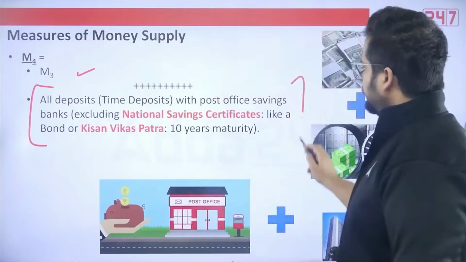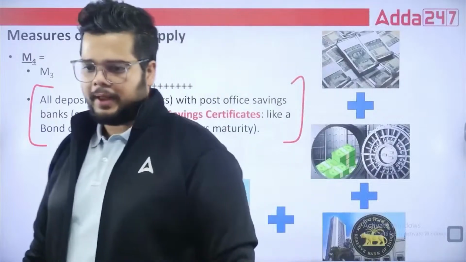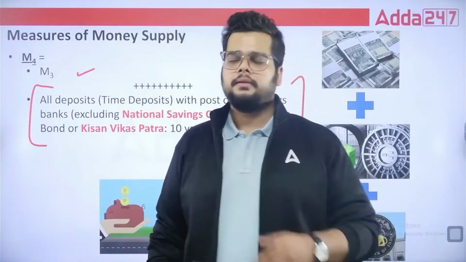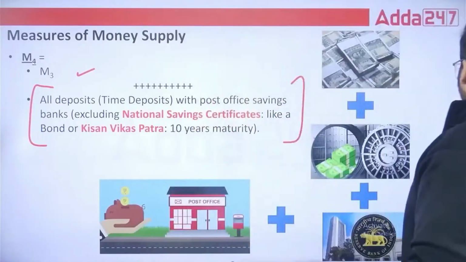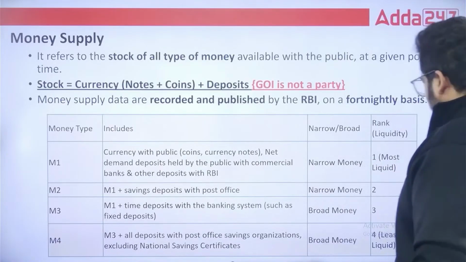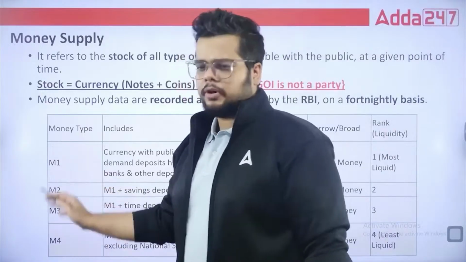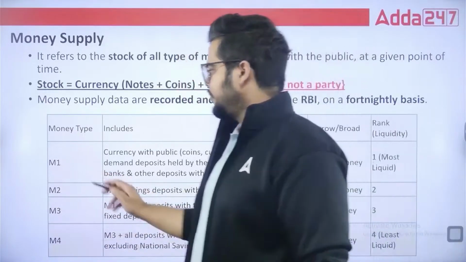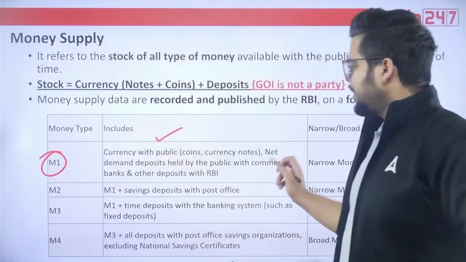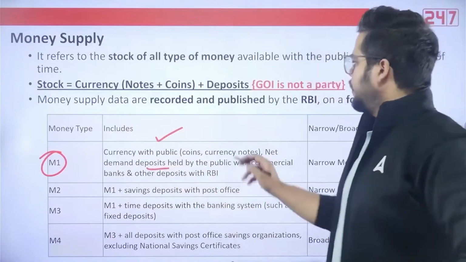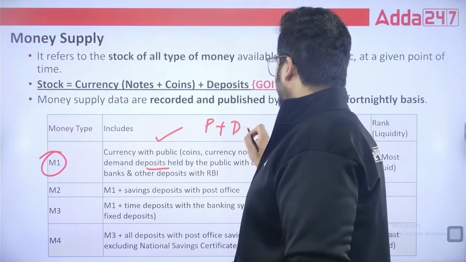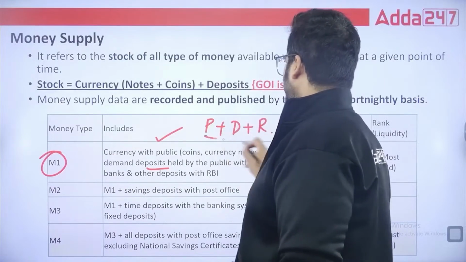Fine. So this was it for the measures of money supply when we talk about various parameters which are important for the examinations. And for your reference, what I have done is given you a quick chart. From here you can just revise the important ones. M0 is not given because mostly questions are not asked from there. Quick revision: M1 will be what? Currency with the public plus net demand deposit. So currency with public plus demand deposits plus other deposits held by the RBI, PDR, like that.